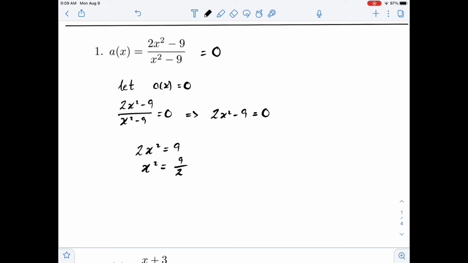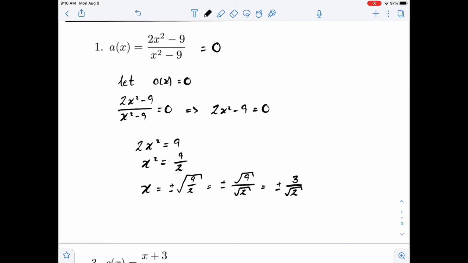And then I have an x squared on the left. I'm going to take the square root of both sides. It follows that x is equal to the square root of 9 over 2. I must take plus or minus, of course, when I'm taking the square root. The square root of 9 over 2 is the square root of 9 all over the square root of 2, and the square root of 9 is 3, so this is plus or minus 3 over root 2.